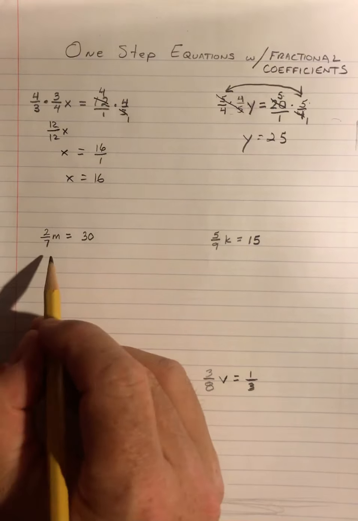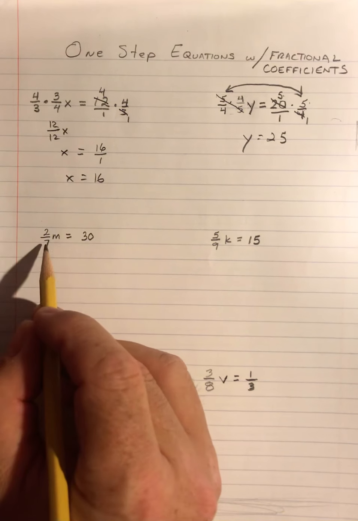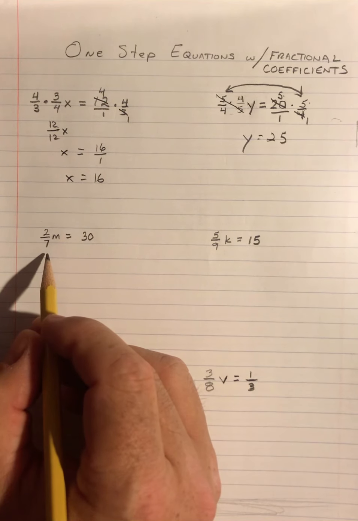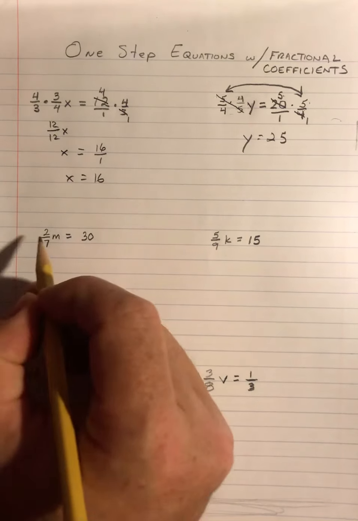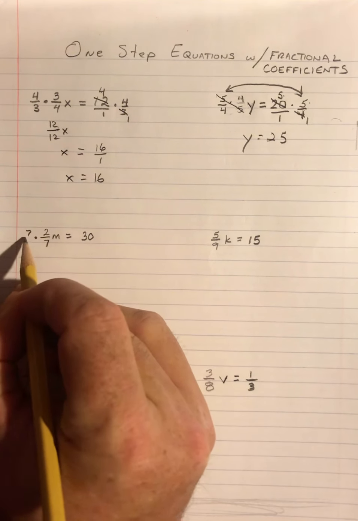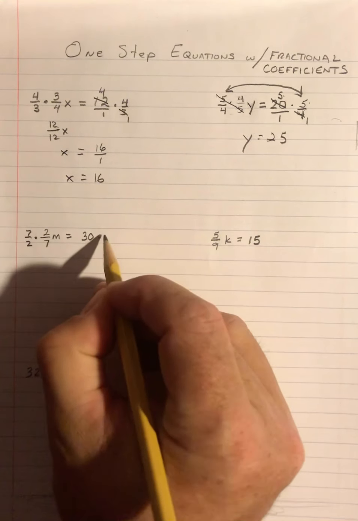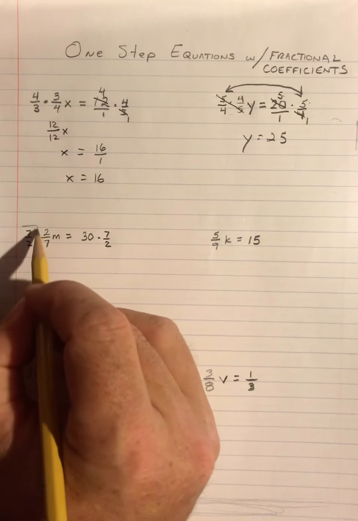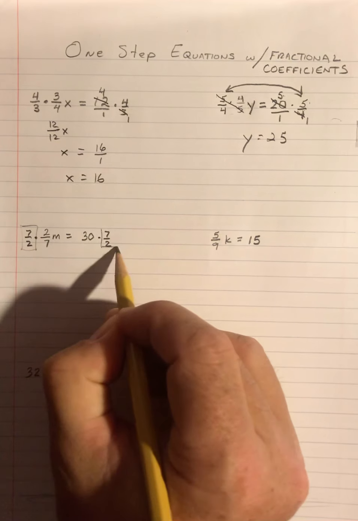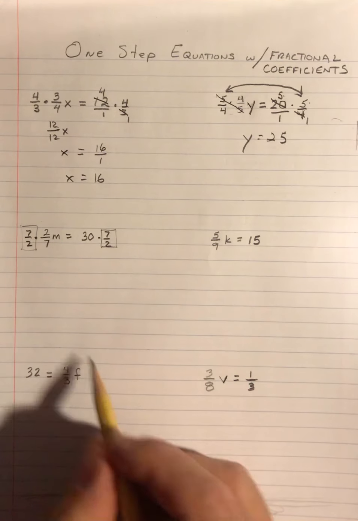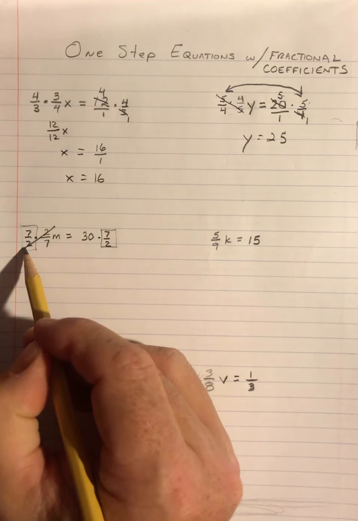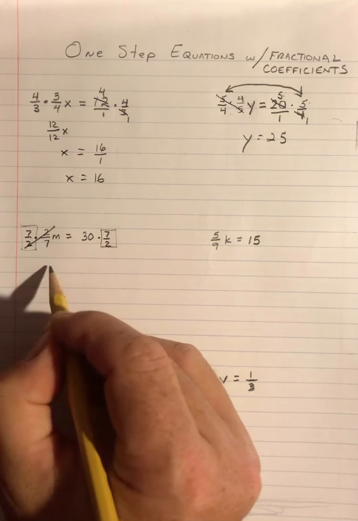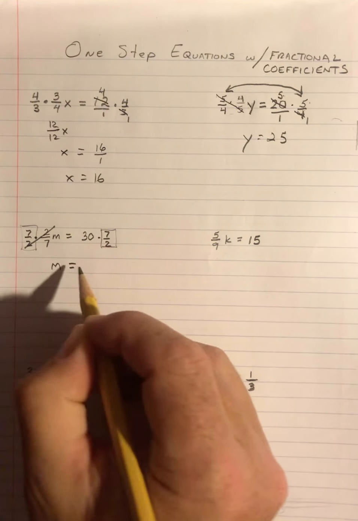Show it again here. All right, 2/7 m. I see my fractional coefficient, and I say, oh, I can multiply by the reciprocal. Here's the reciprocal. I have to do it on both sides. I have to multiply by the exact same thing. Don't forget that this 7/2 here, if I multiply it, I got to do the exact same thing over here. Now, these cancel out because that's going to be 14 over 14 or 1. And I get m equals.